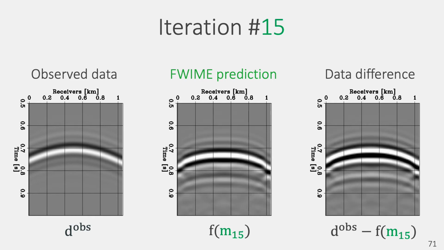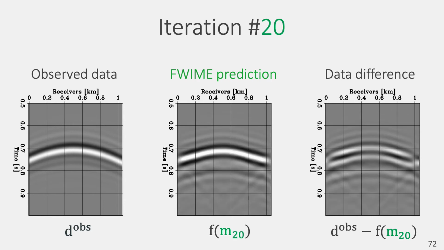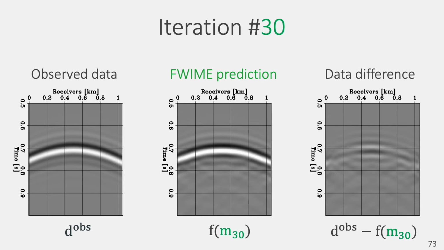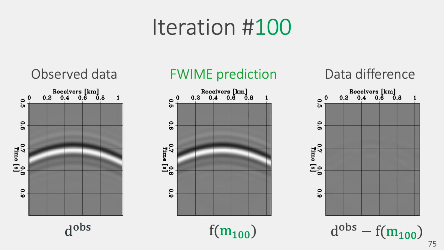Now at iteration 15, we can clearly see that the predicted data begins to align with the observed data. And from that point on, the data are not cycle skipped anymore, and the inversion can converge towards the global solution. Finally, at the last iteration, the predicted data matches the observed data perfectly, and the data difference has vanished.